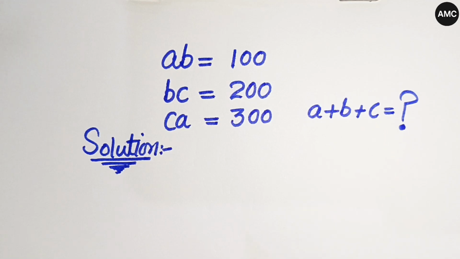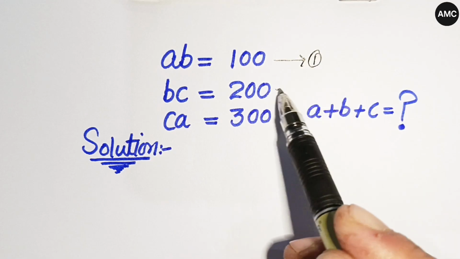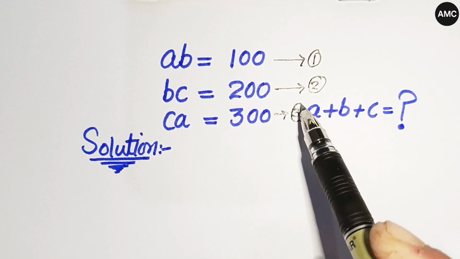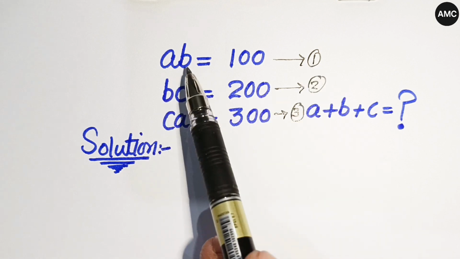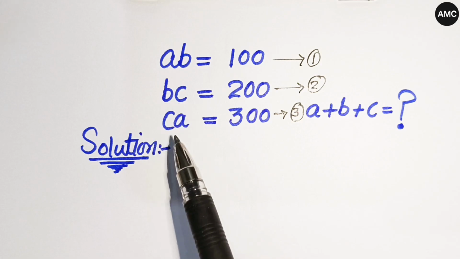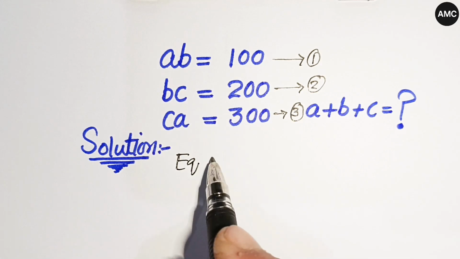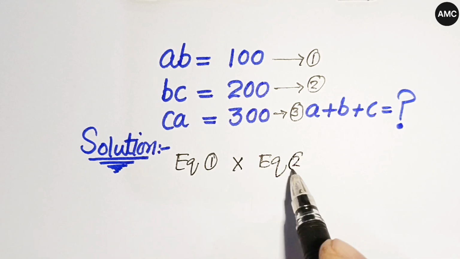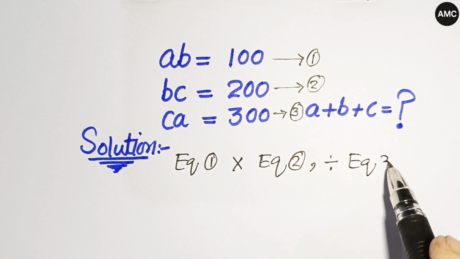So, starting our solution, first of all, this is our equation 1, this is equation 2, and this is our equation 3. Now our first step is that we are going to multiply equation 1 by equation 2 and then divide by equation 3. So multiplying equation 1 and equation 2, and then we just divide by equation 3.